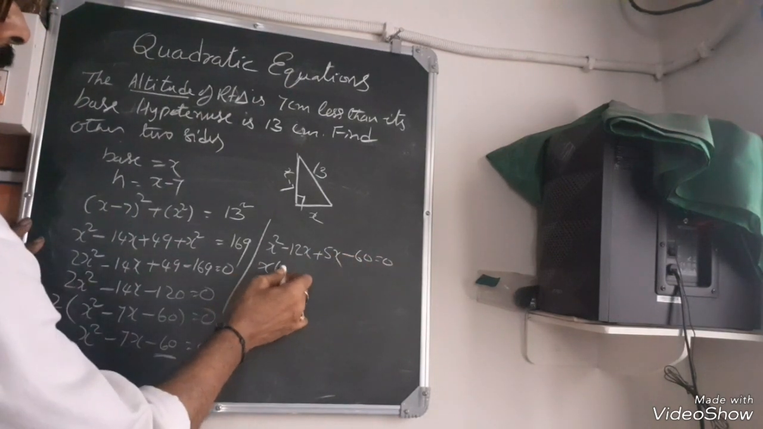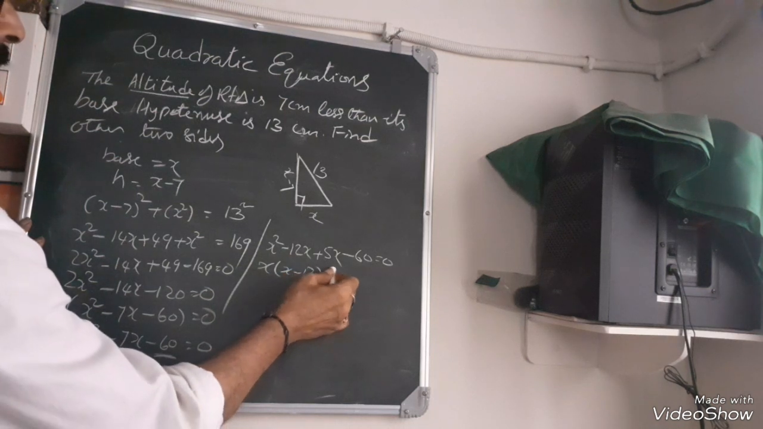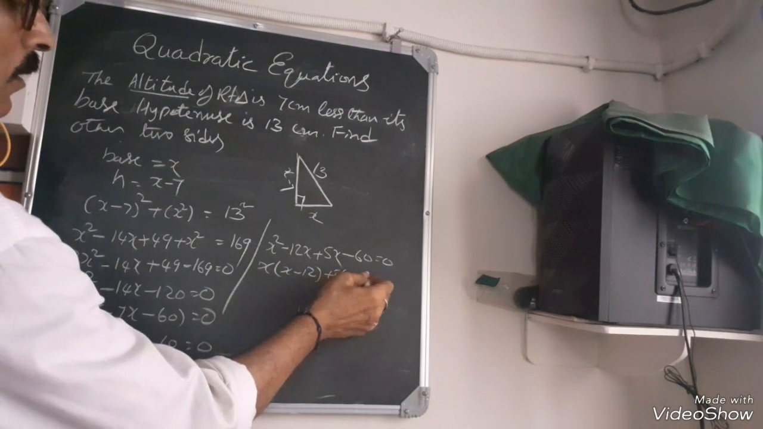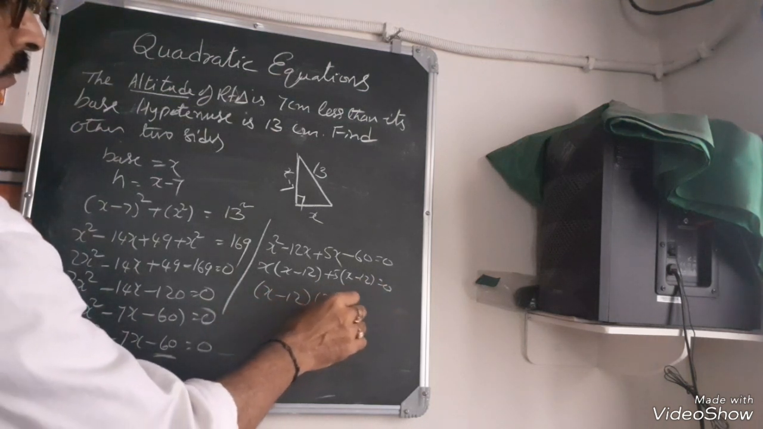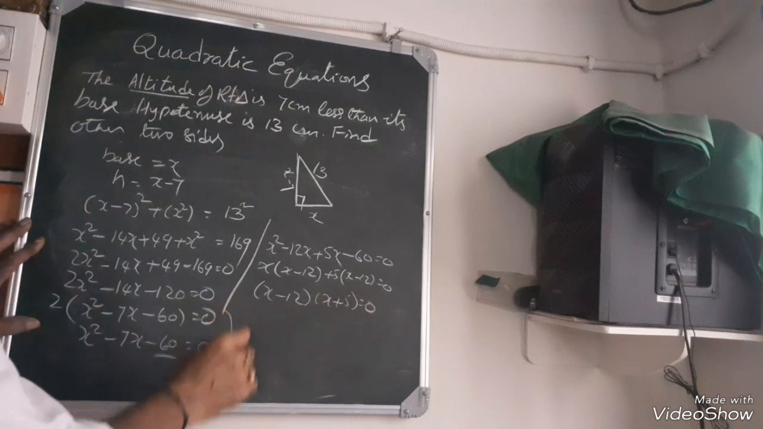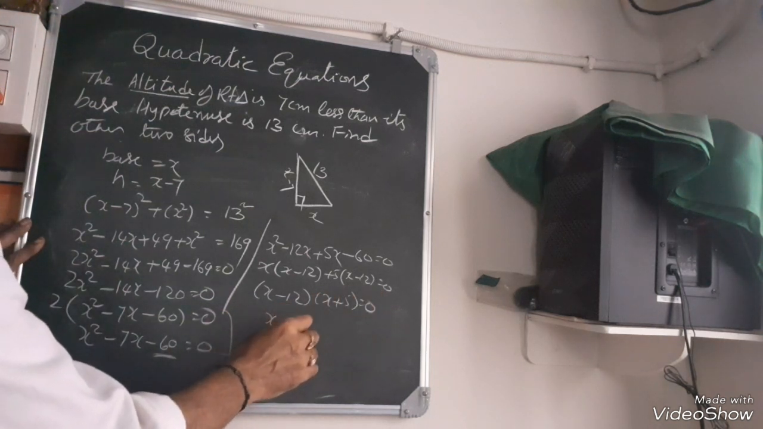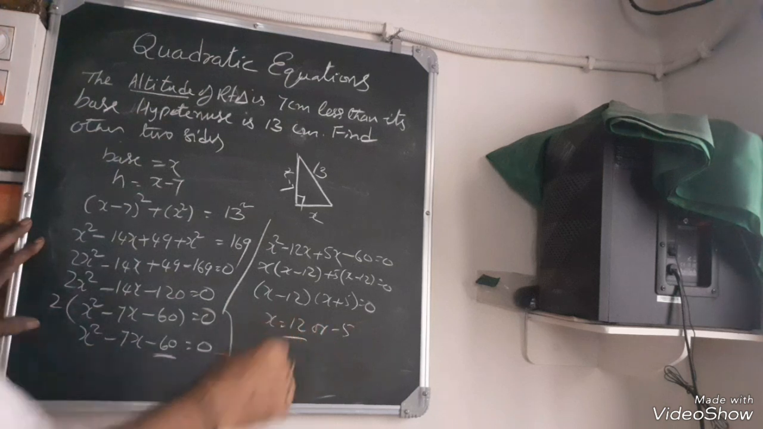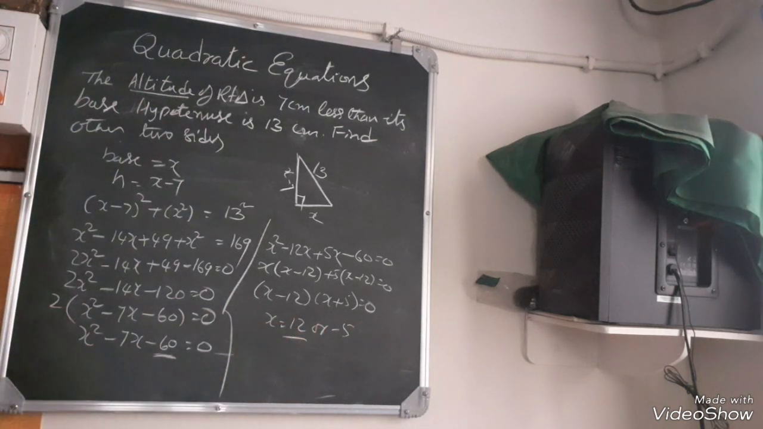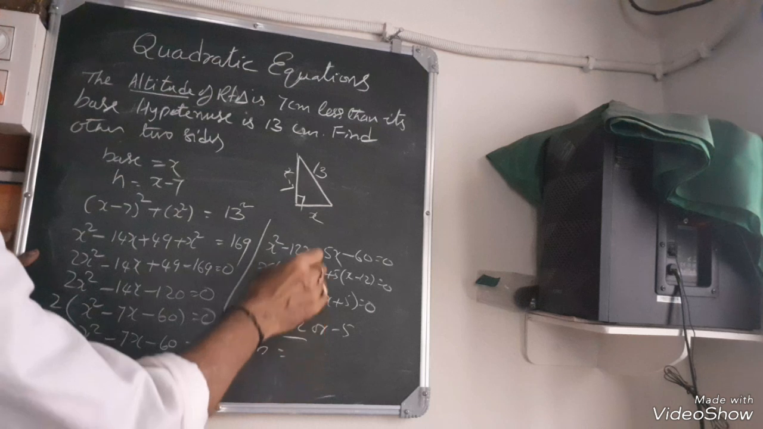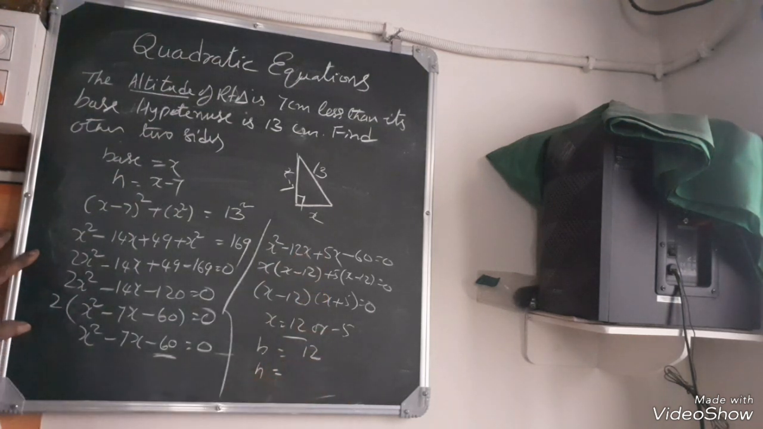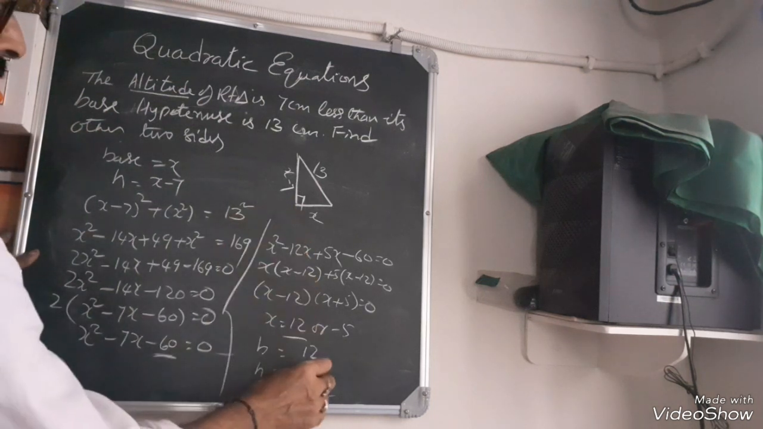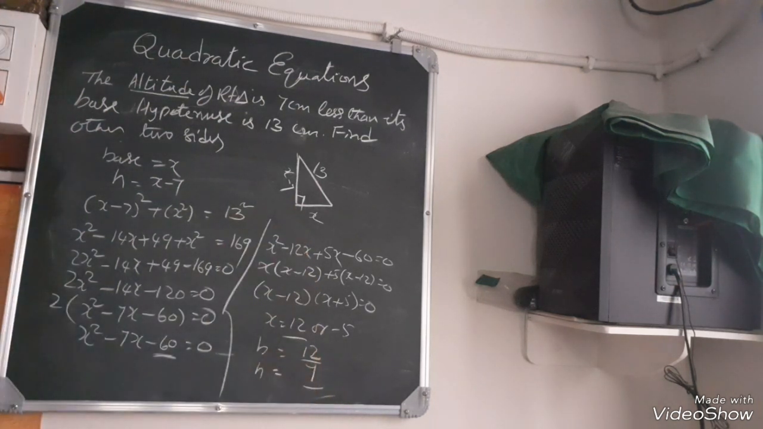If you take x as common, x minus 12, here plus 5 you take common, x minus 12 equal to 0. Then x minus 12 into x plus 5 equal to 0. So here x equal to 12 or minus 5, so you take the positive value. So base is equal to 12. Then height is 7 centimeters less than base. So 12 minus 5 we get 7. So these are the base and height.